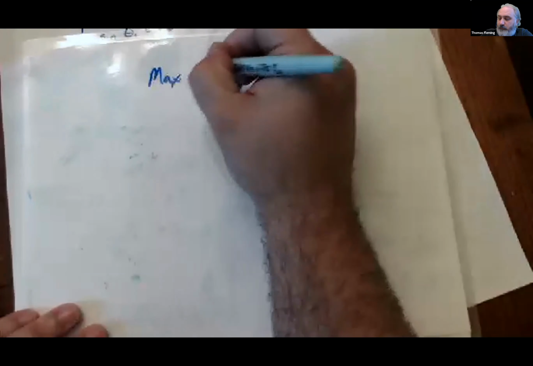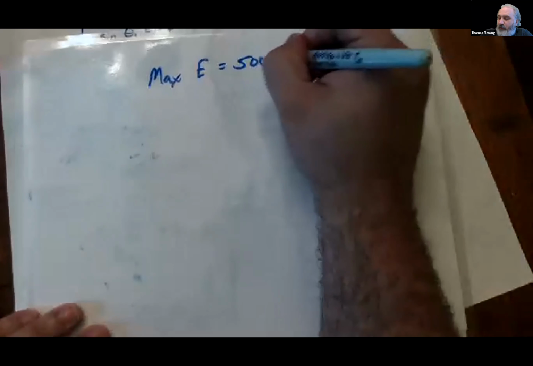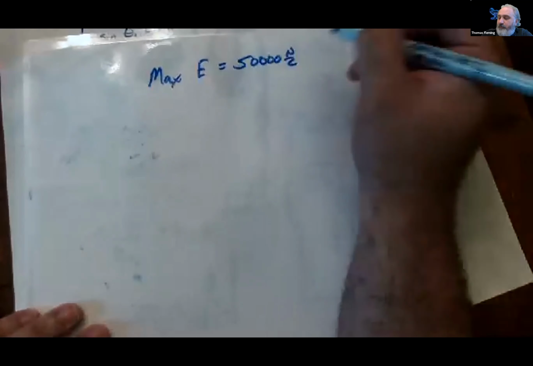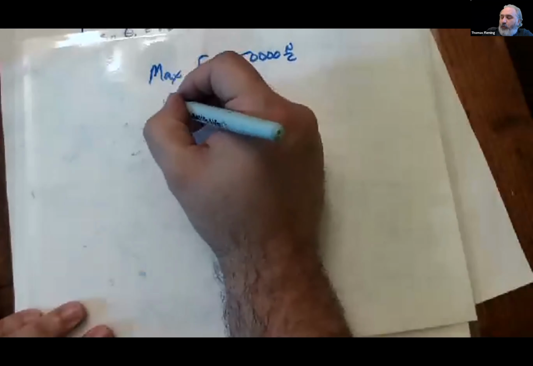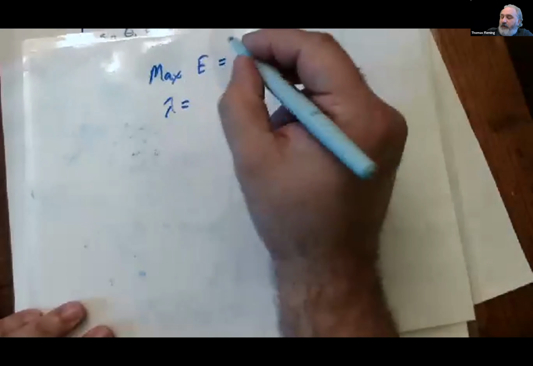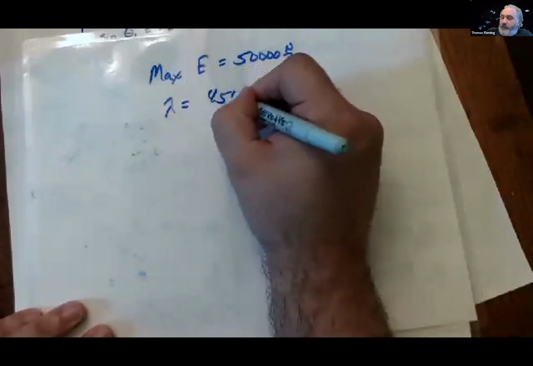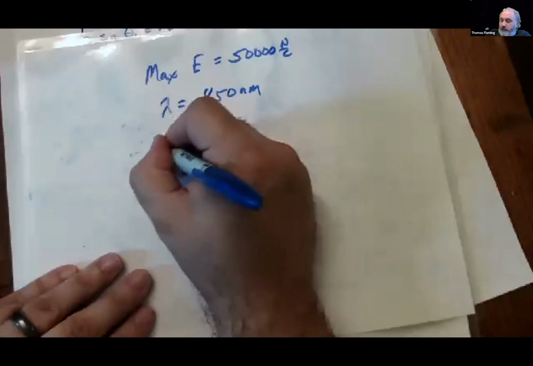If I said I needed an electromagnetic plane wave whose maximum electric field was 50,000 newtons per coulomb, and it has, let's say, a wavelength of 450 nanometers, could you write me an expression for the magnetic field as a function of time?